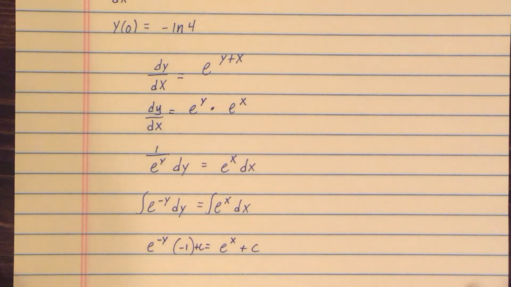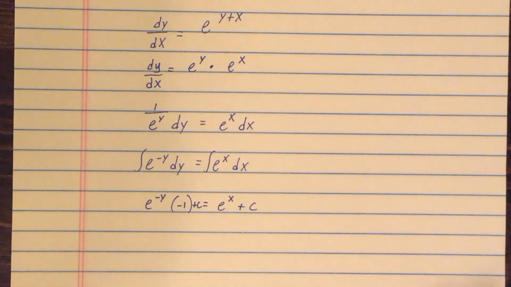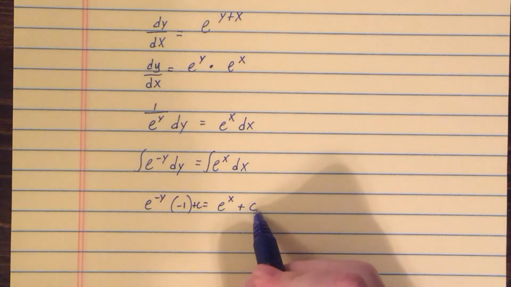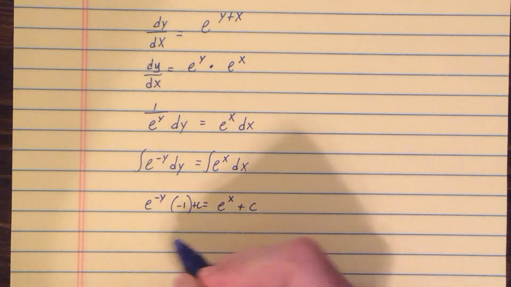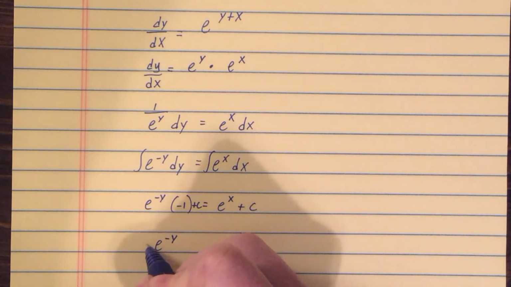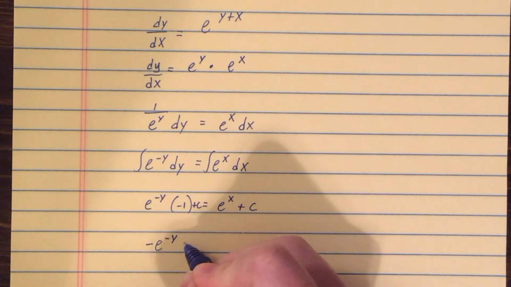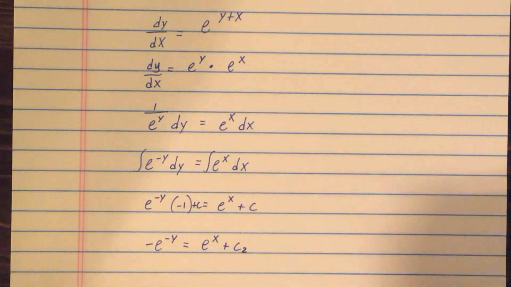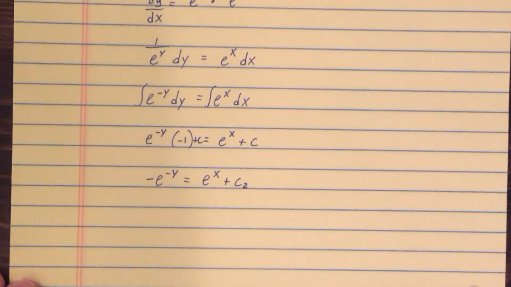Now we have these two constants that we don't really know what they are, but I do know that if I move this constant over here, I can combine it with this other constant. So let's just make this negative e to the negative y equals e to the x plus c sub 2. That's really just like we've combined the two constants. We're going to figure out what c is later, so it doesn't really matter right now.